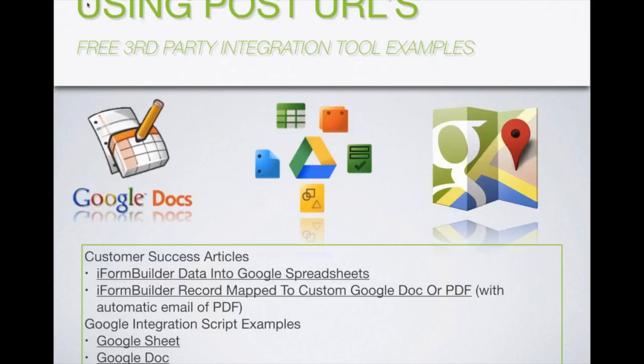The next piece, after you've actually matched those up, is you would go into the script editor in Google, and that's under the tools section. We do have some examples of scripts that have been written, and this is listed and included in the PDF that I'll share with you. But we have a Google Sheet one as well as a Google Doc script example.